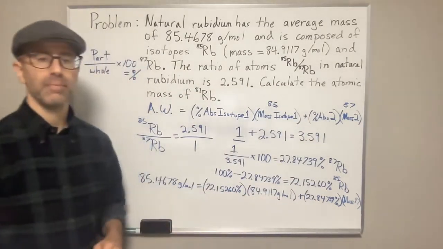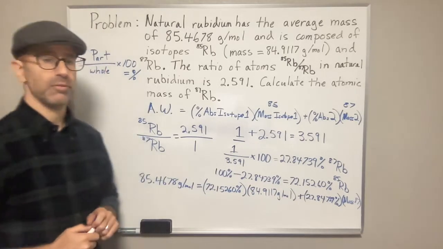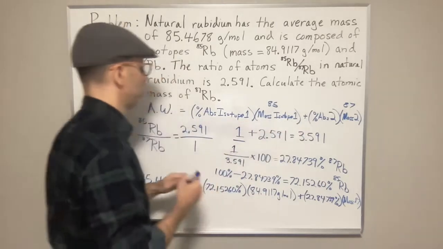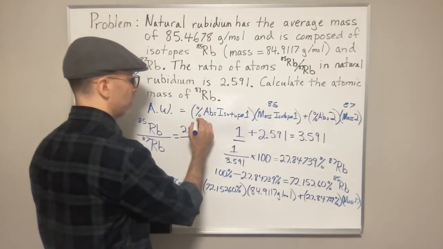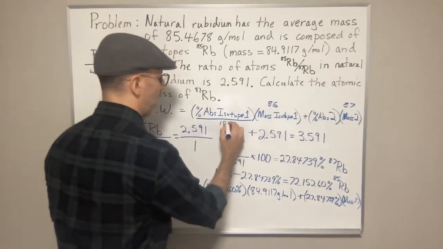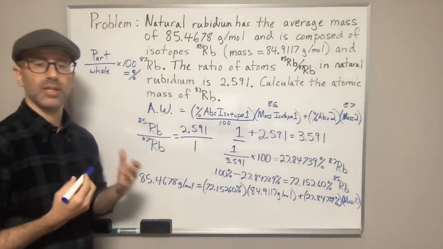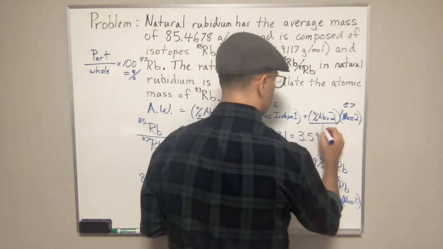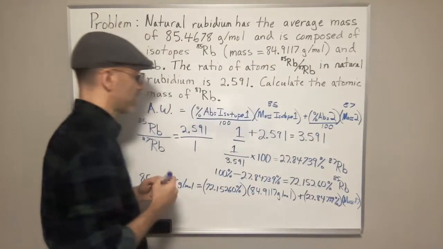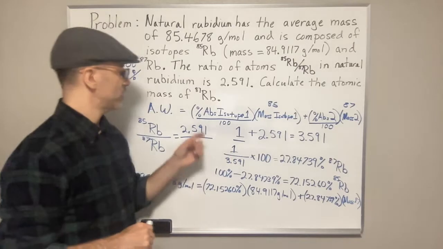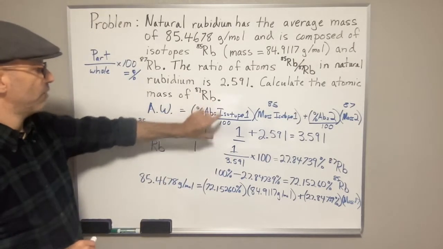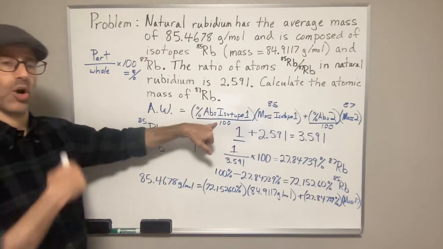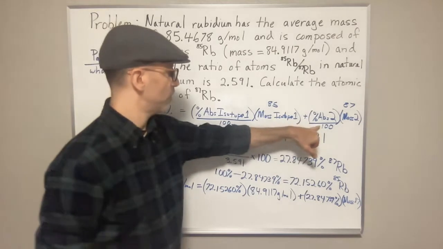So now we have everything. Now, the one thing we need to be careful of is this here. It's not percent. We need to make sure that we're dividing this by 100 because we want our fractional amount of the isotope. So to get the fractional amount, we're dividing the percent by 100 to go back to the fraction.